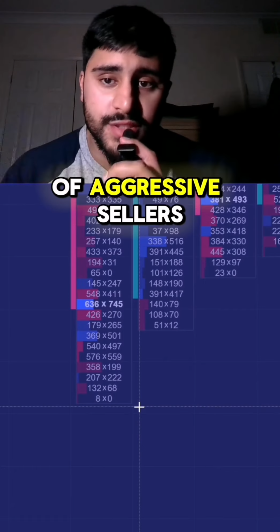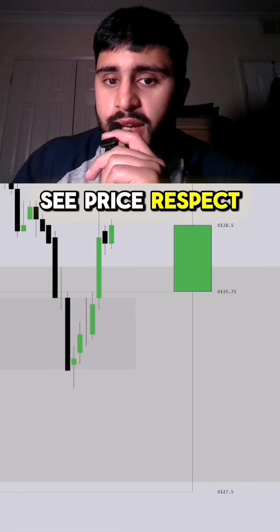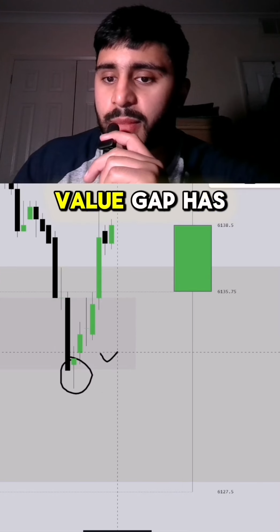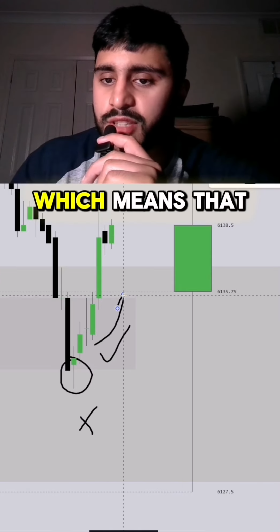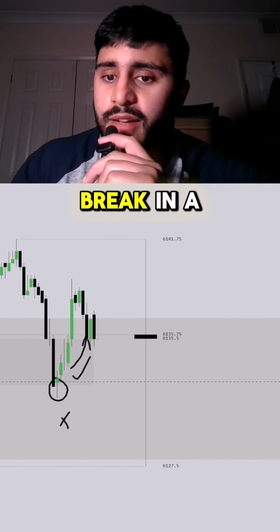This means that there's a ton of aggressive sellers, but none of them were rewarded because the 15-minute level actually held pretty well. So here we see price respecting this 1 minute inefficiency, 1 minute fair value gap has been respected. The aggressive sellers have failed, which means that price is likely to head higher. Now that we know that this overall fair value gap is strong, we can begin to look for a break and a retest at this area.